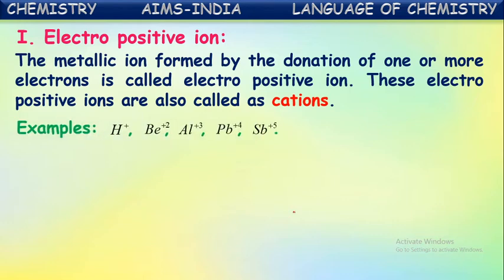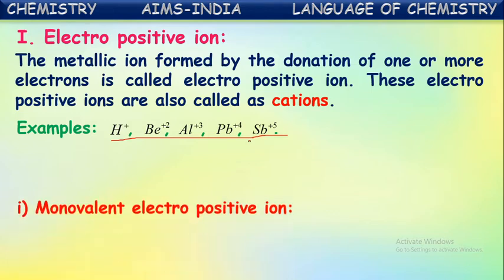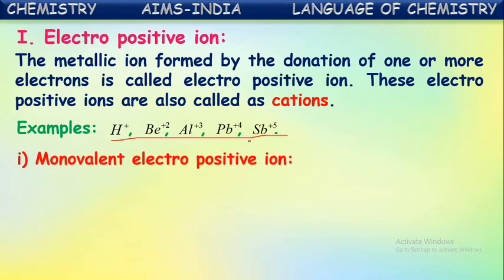For example, if you see H plus, it means hydrogen lost one electron. Be plus 2, barium lost 2 electrons, aluminium plus 3, lead plus 4, strontium plus 5. These are all ions formed by the loss of either one or more than one electrons, and hence they are retaining positive charge. So these all are called cations or electropositive ions. Based upon the number of electrons lost, these are classified into different types again.